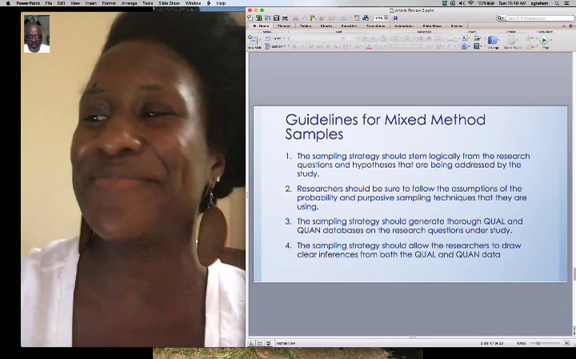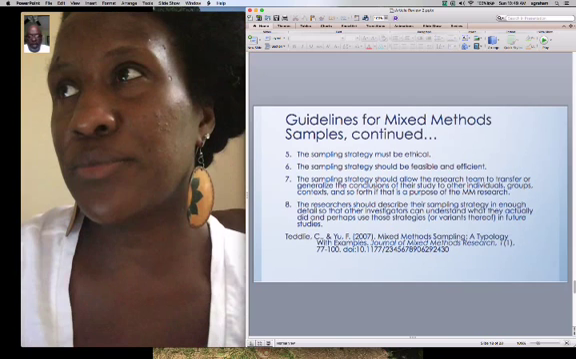The sampling strategy must be ethical. The sampling strategy should be feasible and efficient. The sampling strategy should allow the researchers and team to transfer or generalize the conclusion. Again, as we have learned already through our readings, you want to take somebody else's study where they say, hey, I had a gap, and try to extrapolate to something that you can actually research. And they're saying to use that here as well. And then number 8, the researchers should describe their sampling strategy in enough detail so that other investigators can understand what they actually did, and perhaps use those strategies in future studies.